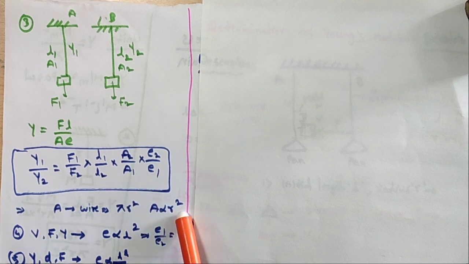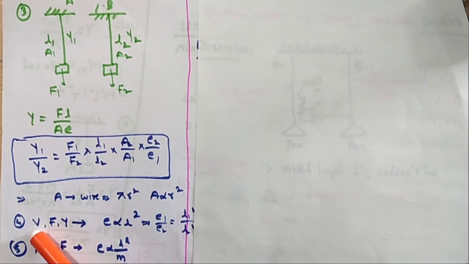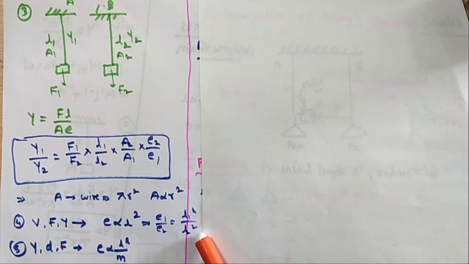A1 is replaced by r1 square. So next one. Suppose the volume of the wire is constant, the force is constant, and the Young modulus is also constant, same wire. Okay, two wires, same volume, same force, same Young modulus. What is the extension? e is proportional to L square. The wire having more length has more expansion. That is e1 by e2 is equal to L1 square by L2 square.